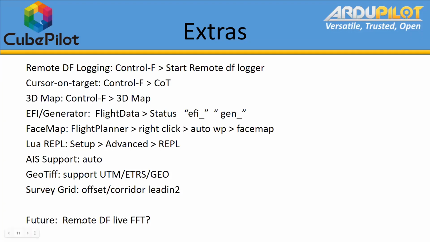And then I just added this little future state down here. This is more of a question slash wonder if that would be useful, but with the ability to do remote DF logging now, is there any demand to do live FFT via remote DF logging? So you basically turn on batch sampling via remote DF logging and basically create a live FFT on the ground. Obviously the FFT is already being generated in the air. It's just whether or not there's any value in that. It's sort of an out-there question. I don't know the answer.